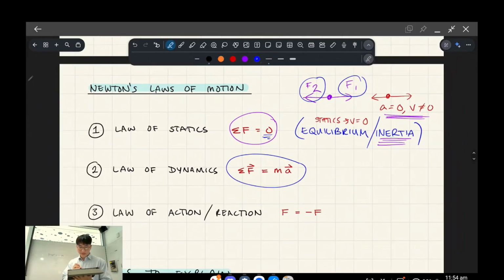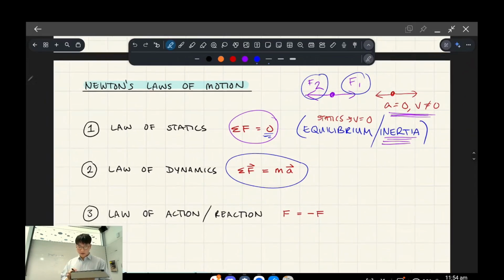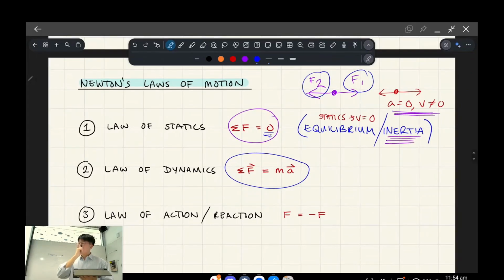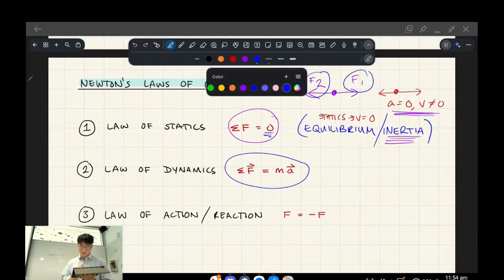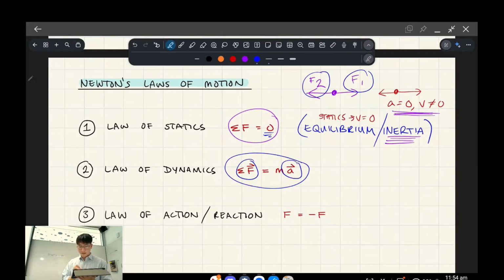For the law of dynamics, which is the second one, this is the proportionality, saying that a force is equal to the mass times acceleration. So basically you've got the force, which is a vector, you've got acceleration, which is a vector, and you've got a mass, which is a scalar. So if we rearrange this for mass, it gives you a good description of what mass actually is.